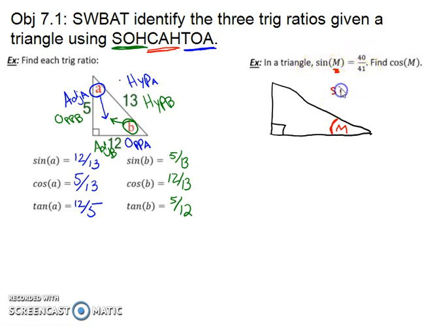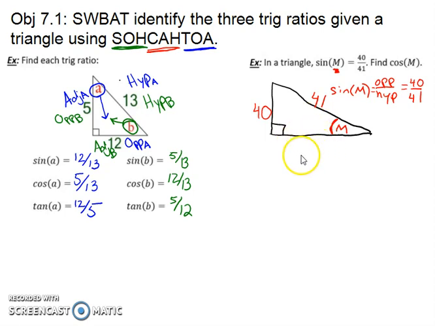Well, I know that sine of M using SOHCAHTOA is equal to the opposite side divided by the hypotenuse. So that means I know that the opposite side is 40 and the hypotenuse is 41. So opposite of angle M is this vertical side over here, so I'm going to put a 40. And the hypotenuse is this diagonal longest side, so that's 41. And what I need to do now is find this missing side.